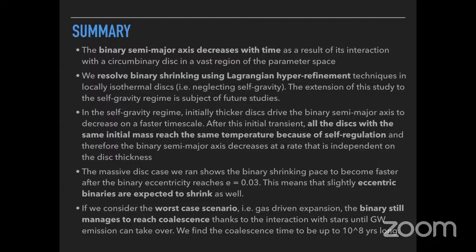And in the self-gravity regime, we've seen that regardless of the initial parameters of the disk, such as mass and h over r, the binary just shrinks as a result of this interaction. If the disk is very massive, then it will drive significant binary eccentricity. And finally, even if we consider the very worst case scenario where the gas drives the binary expansion, but there are stars and gravitational waves as well in the picture, then the binary will still manage to reach coalescence within a Hubble time. And this is all.